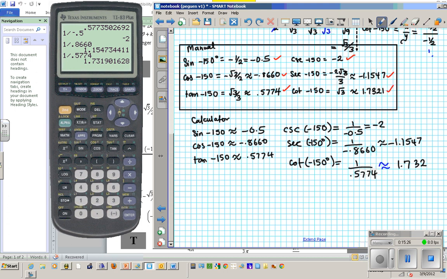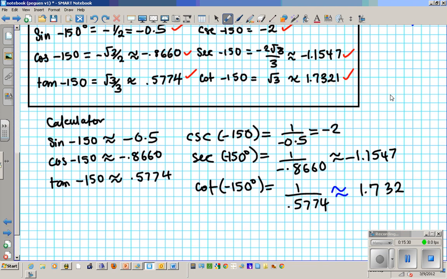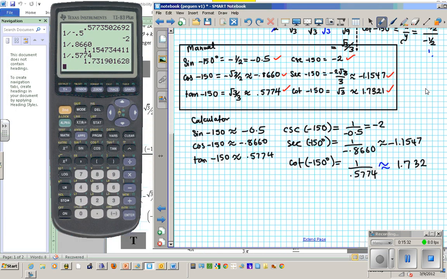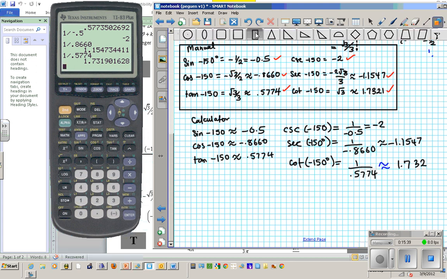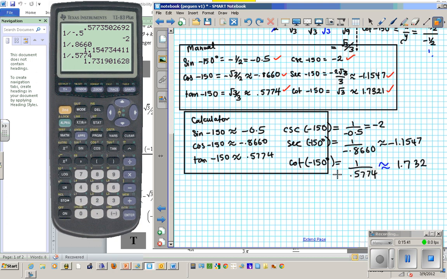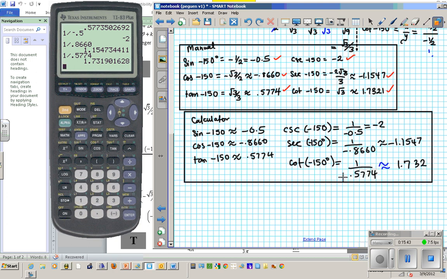All right, so what we've basically done is we've used the calculator to show that our answers are correct. Okay, so for the classwork, I'm going to expect you to do the manual results, and then you're going to verify your answer with the calculator to make sure that everything is accurate. Okay, so thanks for paying attention to this presentation. I'm going to have you try out some examples.